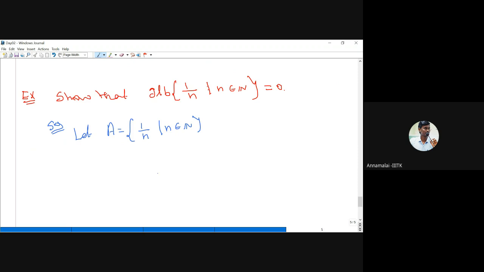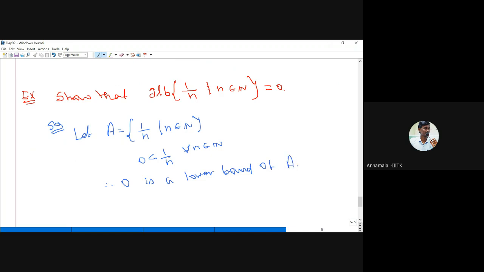We have to show that 0 is the greatest lower bound. First of all, we have to show that 0 is a lower bound, since all the 1 by n's are positive. Right, because we know that all the natural numbers are positive, therefore all the 1 by n's are bigger than 0. Therefore 0 is a lower bound of the set A.